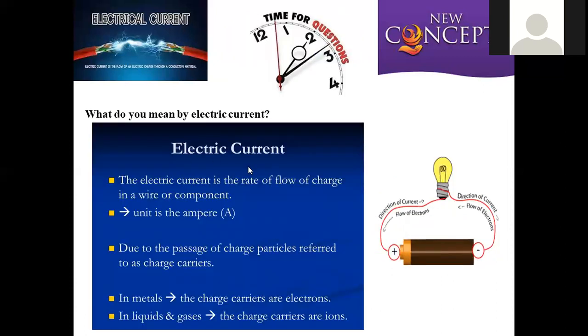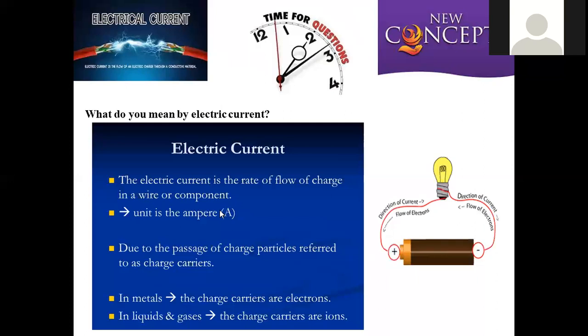Now, electrical current: how it originates, what its units are, and a detailed explanation will be provided in this video. What do you mean by electrical current? In order to explain this, the electrical current is the rate of flow of charge in a wire or through a component.